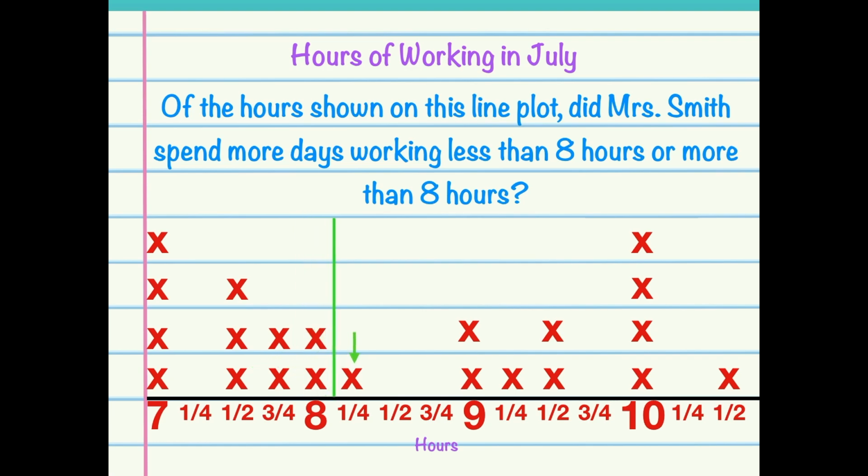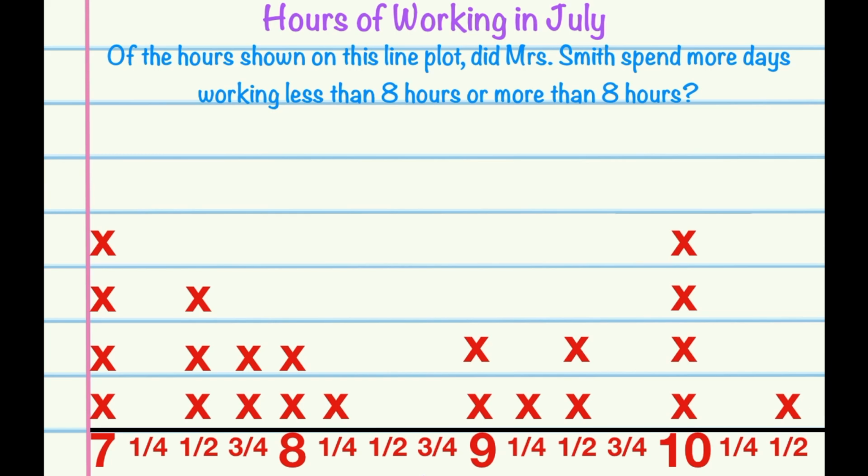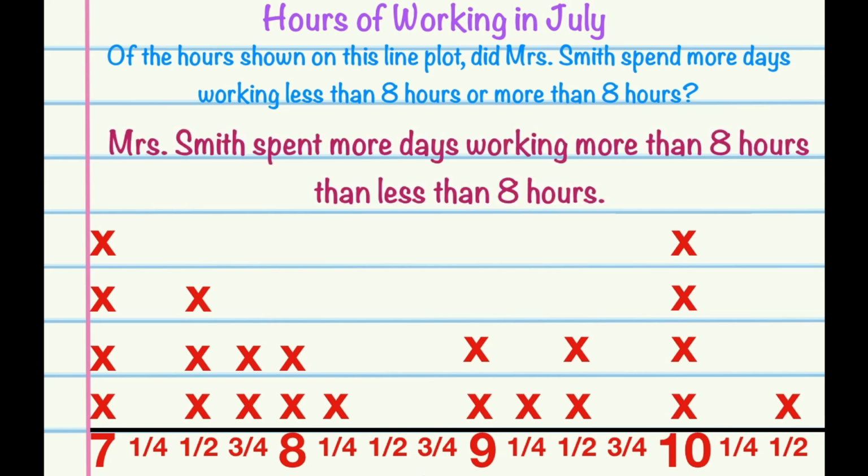So 1, 2, 3, 4, 5, 6, 7, 8, 9, 10, 11. The other side only had 9, so on most of these days, she worked more than 8 hours. Mrs. Smith spent more days working more than 8 hours than less than 8 hours.